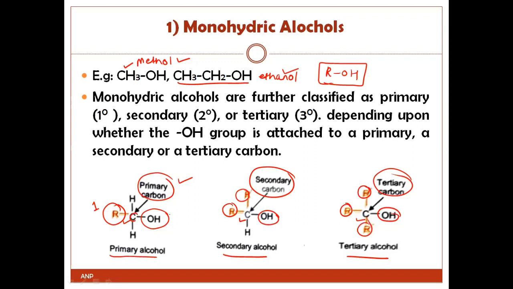So in the first example, the OH group is attached to a primary carbon atom, hence it's called a primary alcohol. In this, OH is attached to a secondary carbon atom, hence this is called a secondary alcohol. Here, the OH group is attached to the tertiary carbon atom, and hence this is called a tertiary alcohol. So this is all about the monohydric alcohols. Further, they are classified into three types: primary, secondary, and tertiary alcohol.